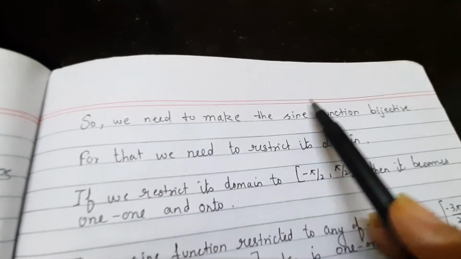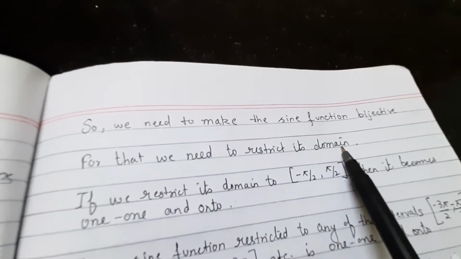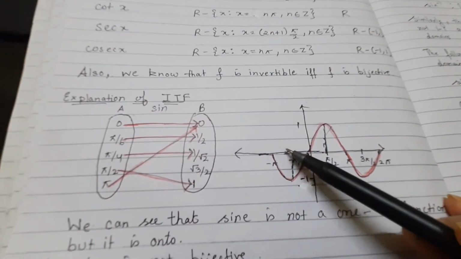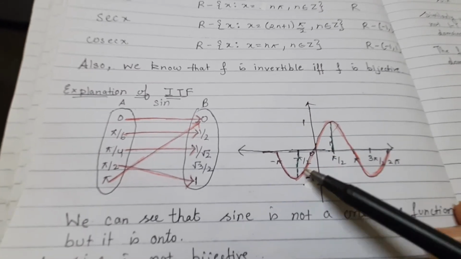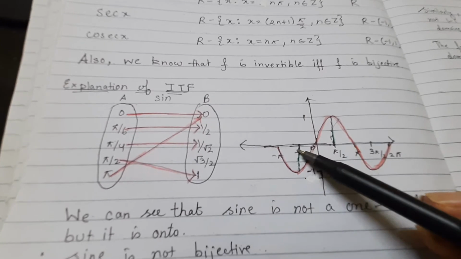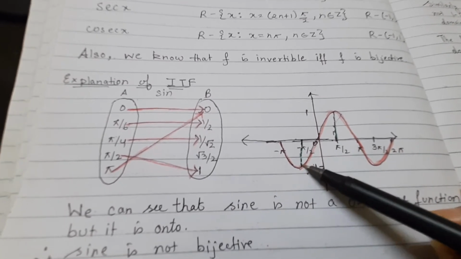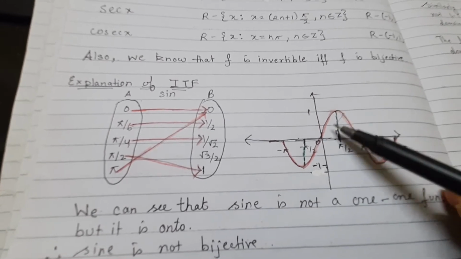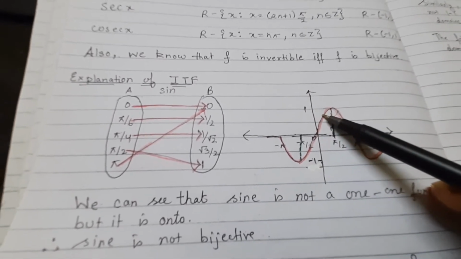So how can we make it one-one? For that we need to restrict its domain. So how will we restrict the domain? You can see the graph here. If I restrict the domain from minus pi by 2 to pi by 2, you can see that no value is repeated in this interval, minus pi by 2 to pi by 2. Each value of sine is different. At this point I will get a different value, at this point I will get a different value. So we have restricted the domain.